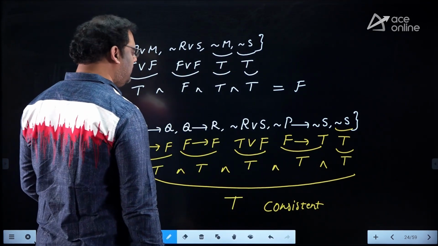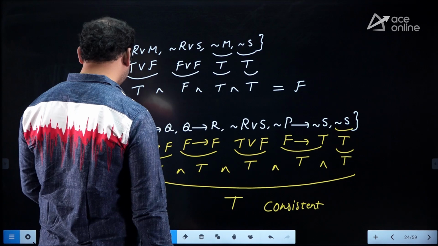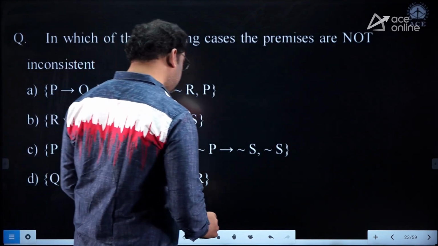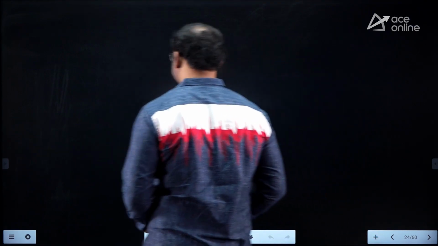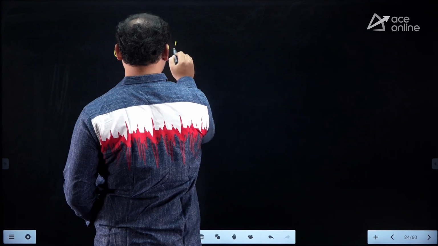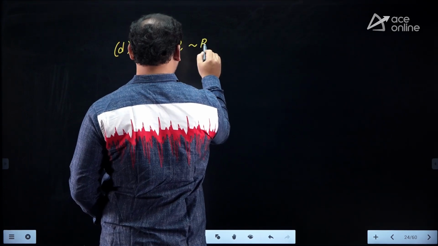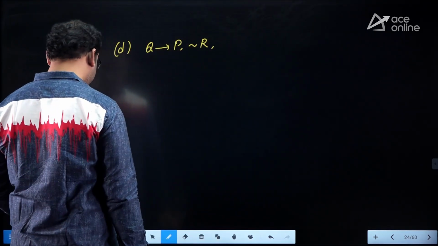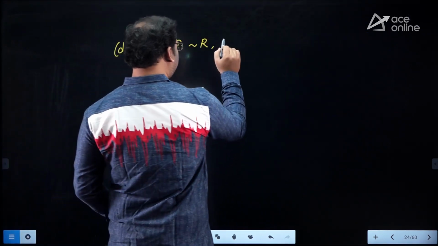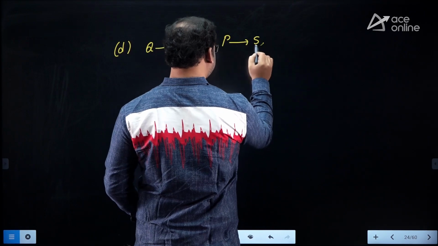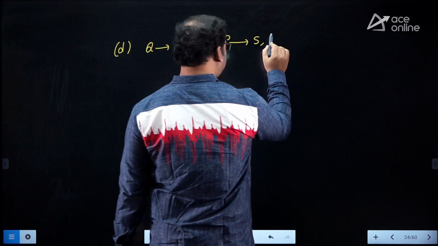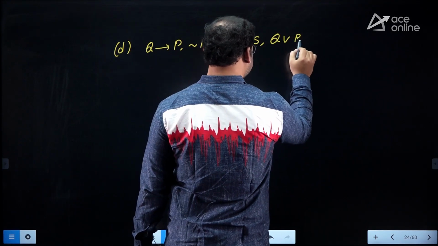My dear, in a similar way, if you go to option D, what does D say? Q implies P, not R, P implies S, Q or R, like this.